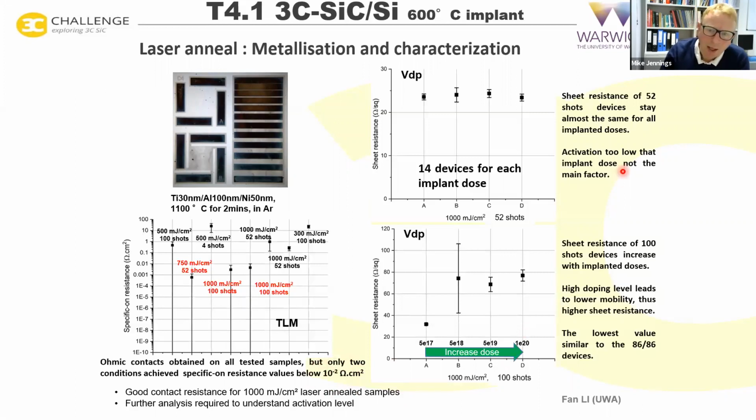And when we look at the sheet resistance, which we extract from the van der Pauw structures, we can see consistency for a shot value of 52. So we shoot the laser a number of times at a specific location on the wafer, 52 times in this case, and we see a consistent sheet resistance. Whereas when we increase the number of shots, the resistance seems to increase with implanted dose, all right?